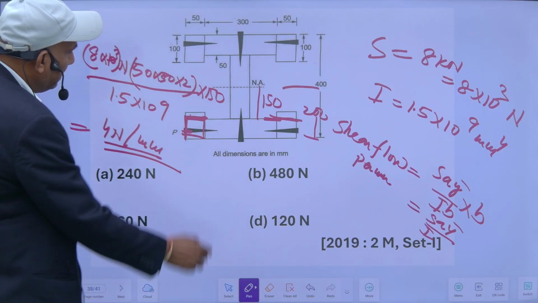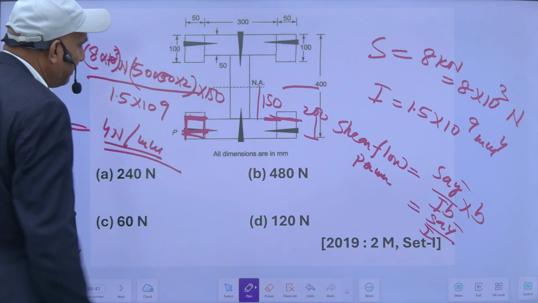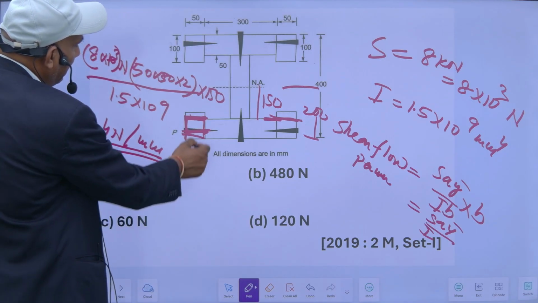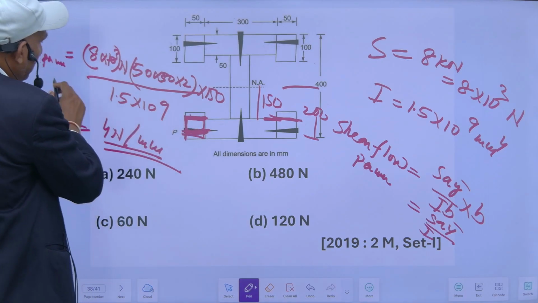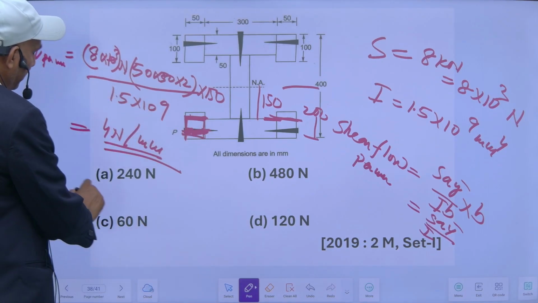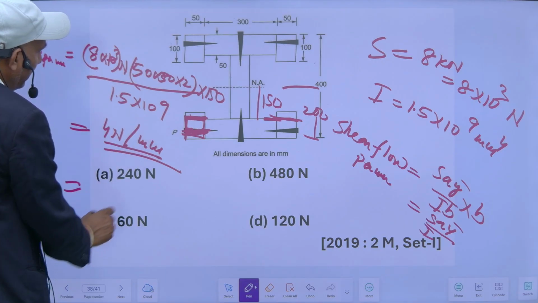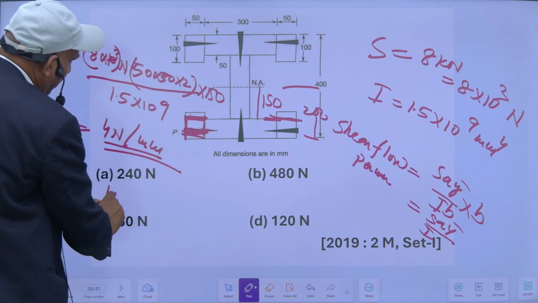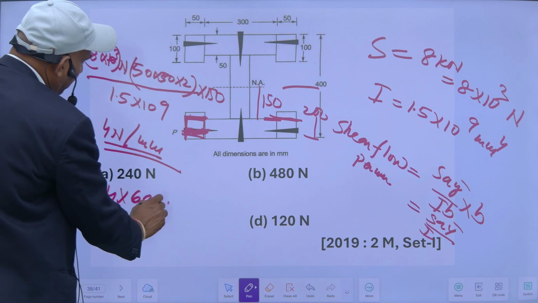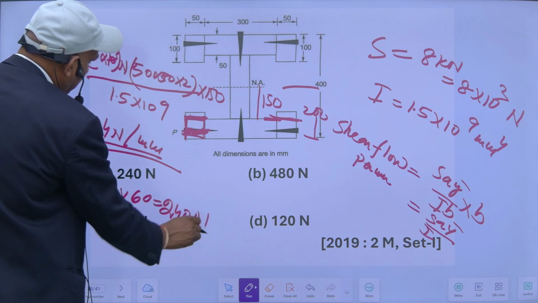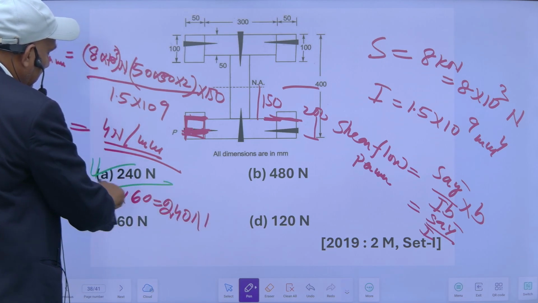Now my spacing of the nails is 60 mm. So 60 mm is the length. Now shear force will be, this is per mm, and for 60 mm it will be 4 into 60. So it will be 240 Newton. So this one is the right option.